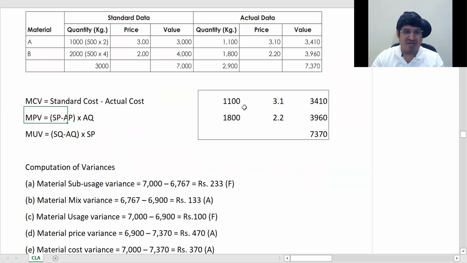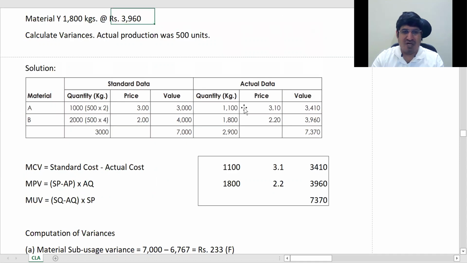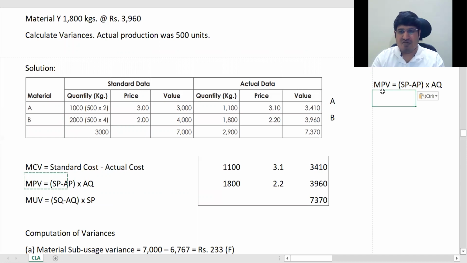ठीक है, आपका प्राइस वेरिएंस क्या है? स्टैंडर्ड प्राइस माइनस एक्चुअल प्राइस इनटू एक्चुअल क्वांटिटी, ये फॉर्मूला है हमारा, राइट? तो अब यहाँ पे दो मटेरियल है ना, तो दोनों का हमको सेपरेटली करना पड़ेगा. ओके, सो ए का, फॉर ए वी विल डू लाइक दिस, ए एंड बी. ठीक है, सो व्हाट इज द फॉर्मूला? दिस वन इज द फॉर्मूला, राइट? ठीक है, दिस इज द फॉर्मूला.